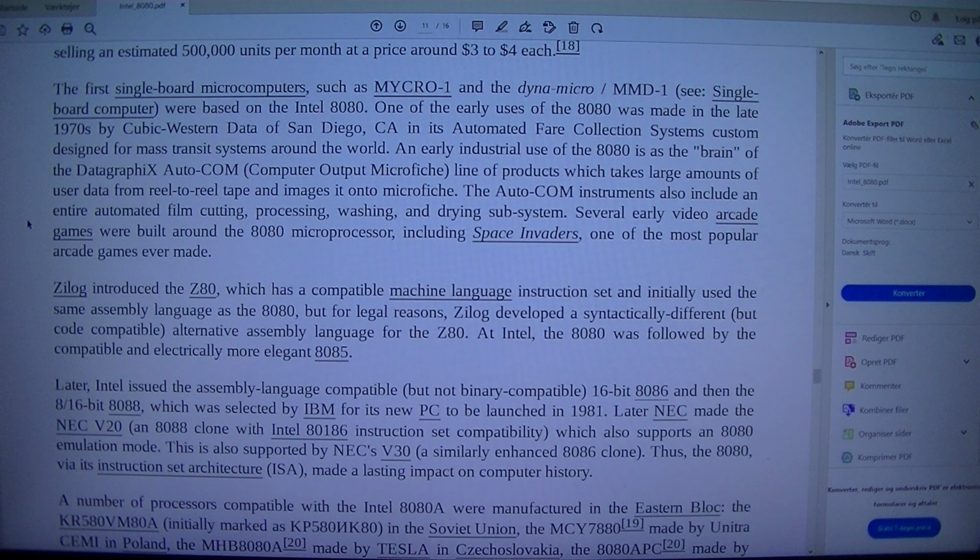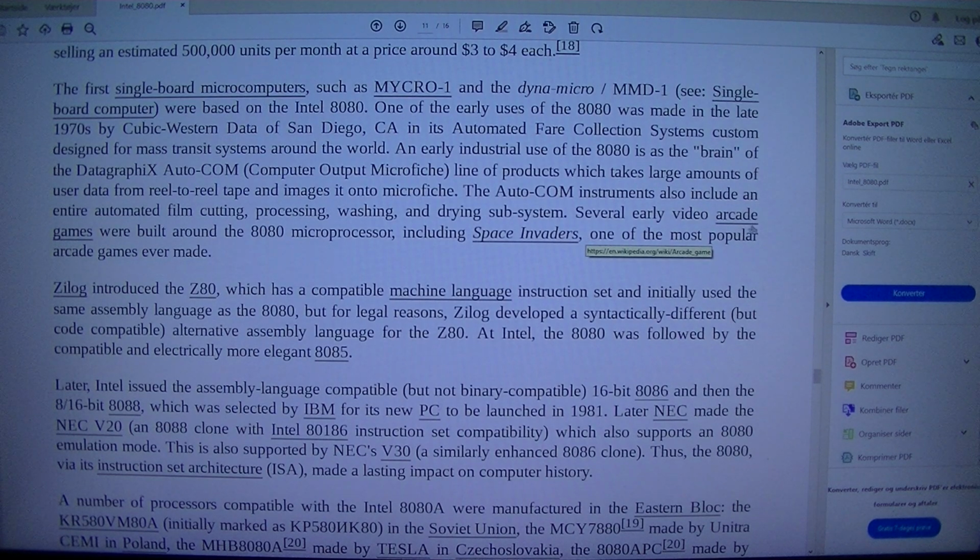One of the early uses of the 8080 was made in the late 1970s by Cubic Western Data of San Diego, CA, in its automated fare collection systems custom designed for mass transit systems around the world. An early industrial use of the 8080 is as the brain of the Datagraphix Autocom, a computer output microfiche line of products which takes large amounts of user data from reel-to-reel tape and images it onto microfiche. The Autocom instruments also include an entire automated film cutting, processing, washing, and drying subsystem.